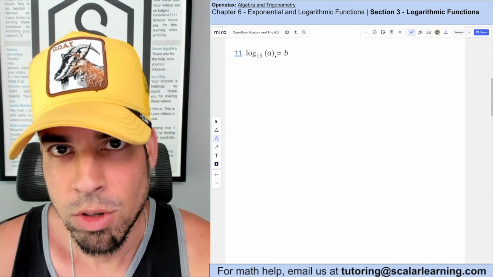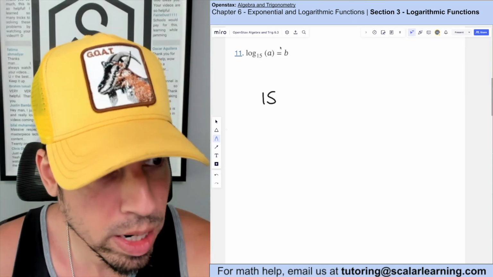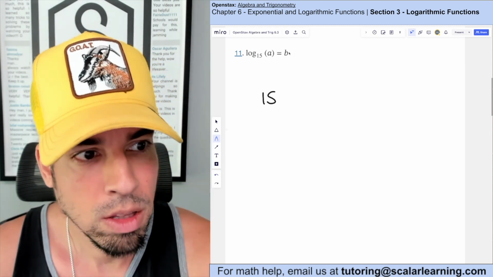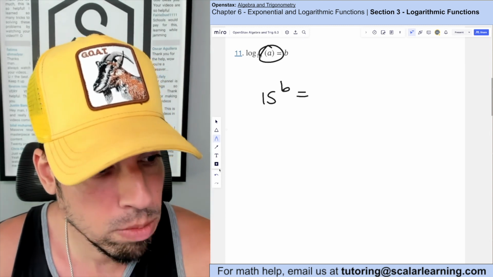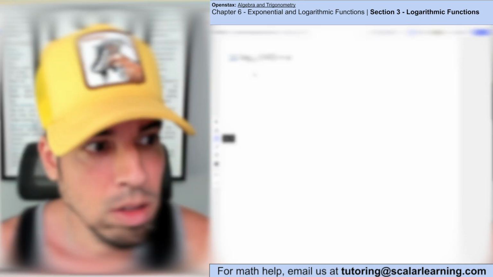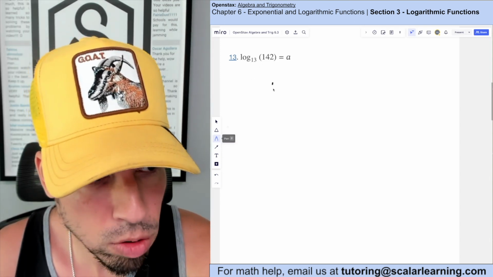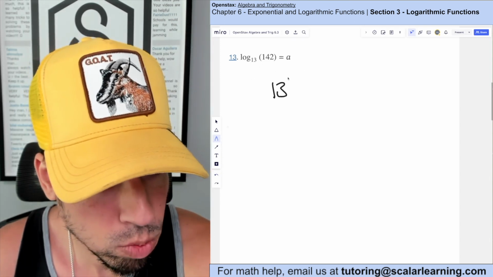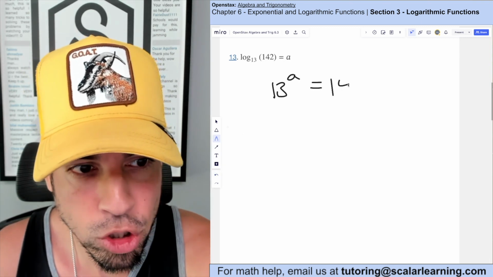For this one, we convert it to the exponential form by taking the base of the log, which is 15, raising it to this power, which is the value on the right side of the equation, which is b, equals the argument of the logarithm, which is a. So there's your answer. Done. So for this one, to convert it to exponential form, we take that 13, that base of the logarithm, we raise it to this power, which is a, and that equals the argument of the logarithm, which is 142.